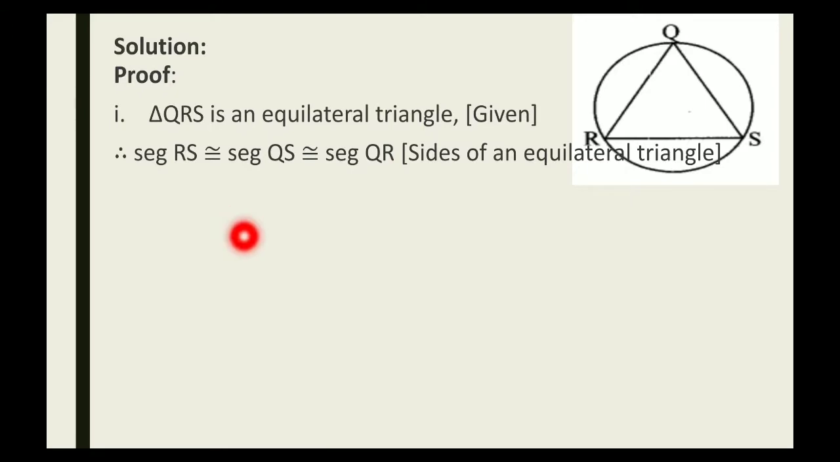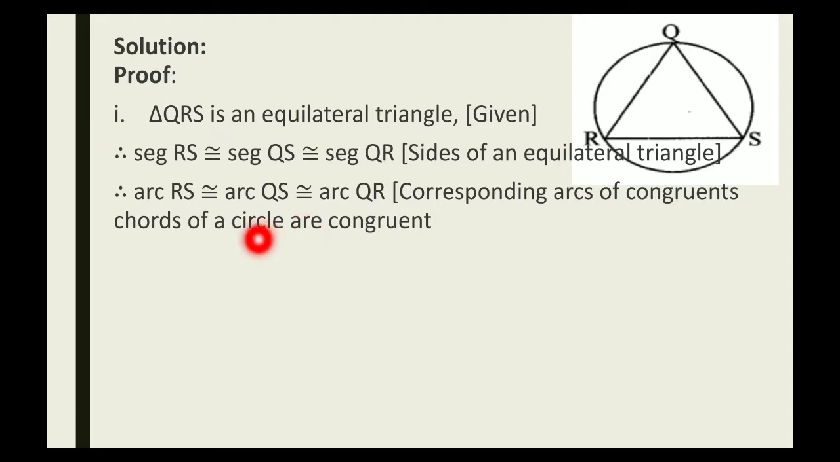So we know that triangle QRS is an equilateral triangle, given, and all sides of an equilateral triangle are congruent. So we will write segment RS is congruent to segment QS, that is congruent to segment QR. The corresponding arcs of congruent chords of a circle are congruent. We have learned the property at the beginning of this exercise, right? Therefore arc RS is congruent to arc QS, which is congruent to arc QR.